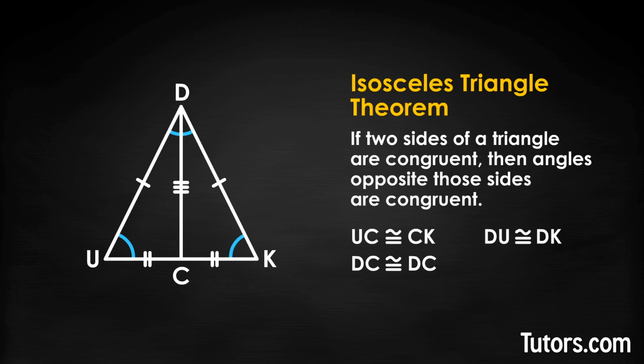So if the two triangles are congruent, then the corresponding parts of congruent triangles are congruent, or CPCTC, tells us that angle U is congruent to angle K.